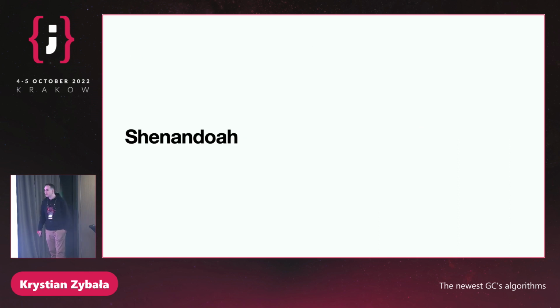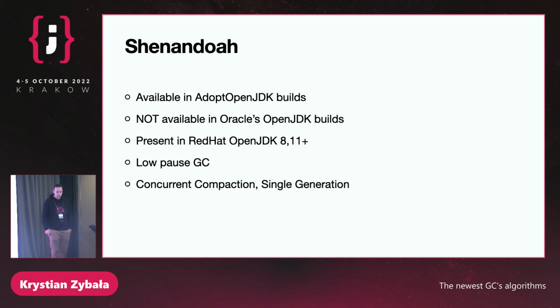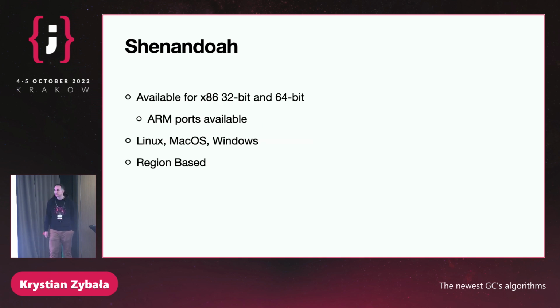only use the main copy. When we discuss Shenandoah, Shenandoah is available only in AdoptOpenJDK, of course Red Hat and so on, but it's not available in Oracle OpenJDK. You know, there is a problem with communication between Oracle and Red Hat. It's a standard situation. Of course, Shenandoah is designed to support low pause GC, and it uses concurrent compaction in a single generation. The same situation as ZGC.